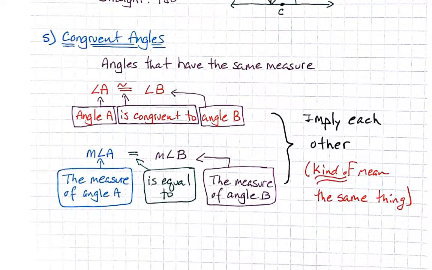Just like segments, we have congruent angles. And just like segments, they're angles that have the same measure. So we would say here that angle A, with the congruent symbol, angle B. Angle A is congruent to angle B, and that means that the measure of angle A, with a little m out front, is equal to the measure of angle B. So these two statements are pretty much interchangeable. They mean the same thing.